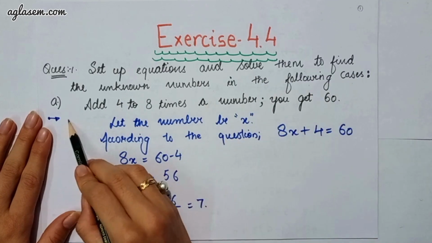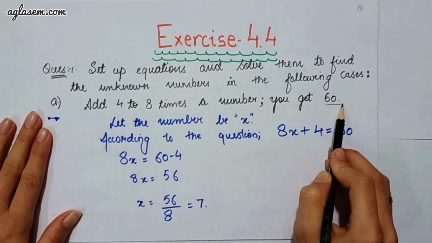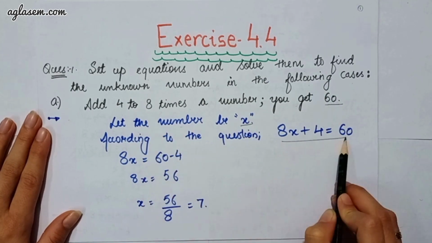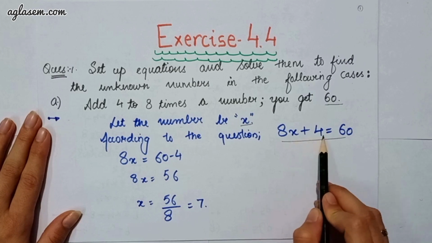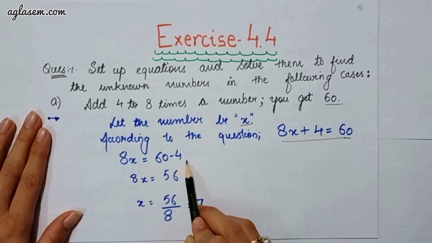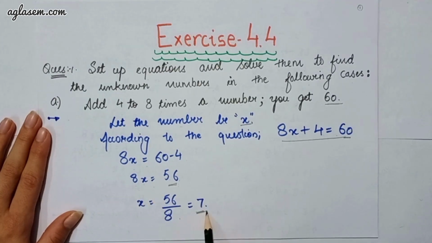A part says add 4 to 8 times a number, you will get 60. So here we have to let the number be x. According to the question, our statement will be 8x plus 4 is equal to 60. So 8x is equal to 60 minus 4. 8x will be 56, which will equal 7.